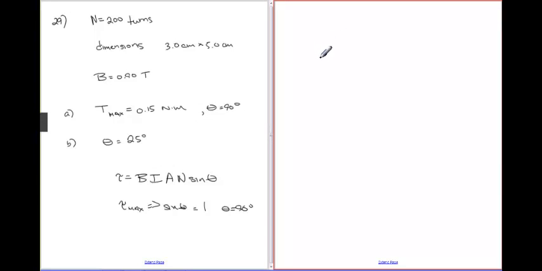So I think all we have to do is solve, well, let's calculate the area first before we do that. We have 3 centimeters, which is 0.03 meters, times 5 centimeters, which is 0.05 meters. We multiply those together, 0.03 times 0.05, and we get 0.0015 meters squared. So that's the area.